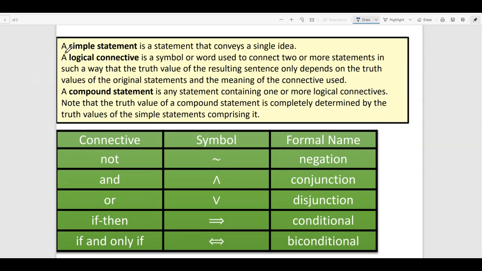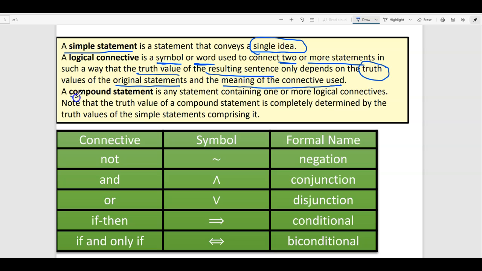Now let me scroll down. So here I have a simple statement, which is something that conveys a single idea. It's raining. I like dogs. I ate a cupcake today. Very simple, single idea. A logical connective is a symbol or a word used to connect two or more statements in such a way that the truth value of the resulting sentence only depends on the truth value of the original statements and the meaning of the connectives used. We're going to look at the truth values later into the course.